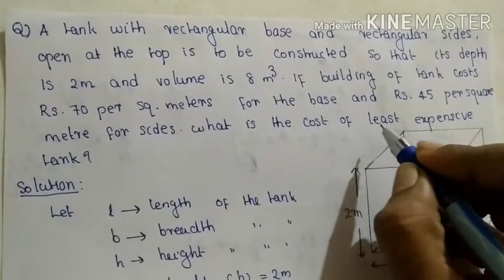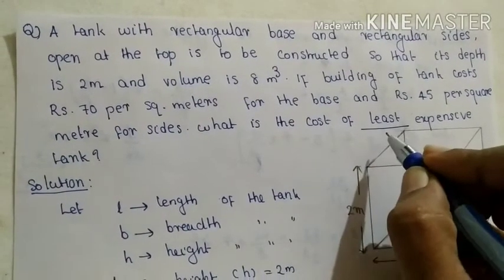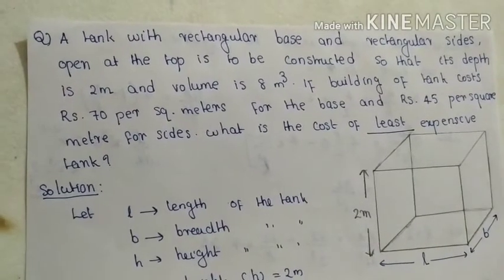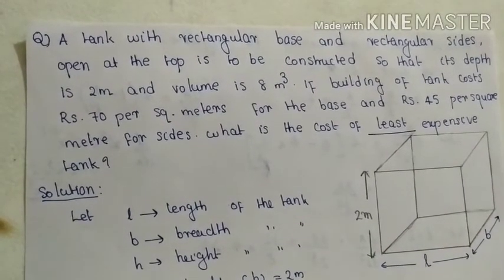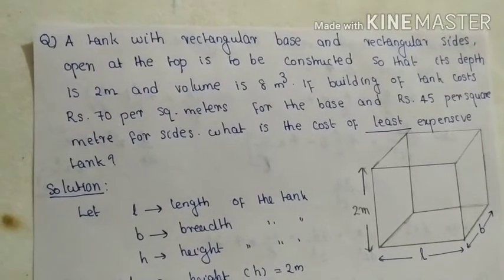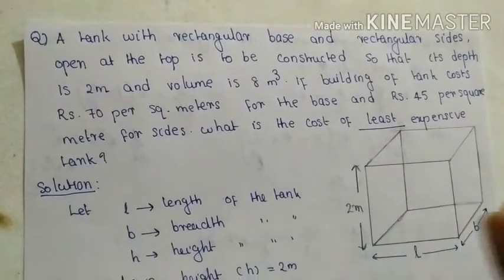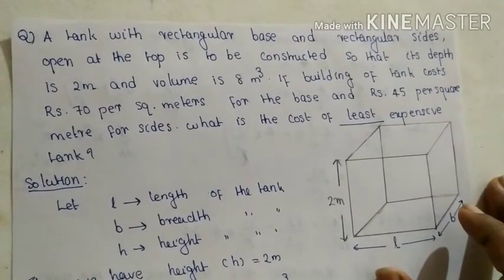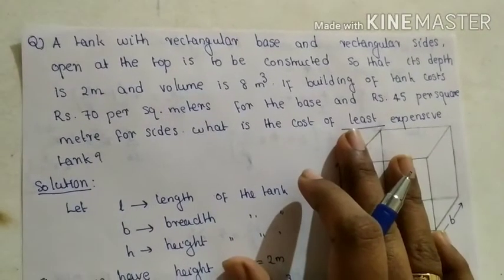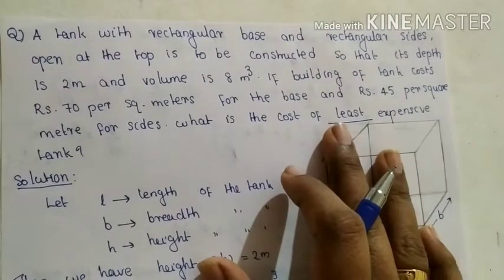So note the word least expensive. So we need to find out where the area is minimum. Okay, so it is given that area is minimum, so minimum area. So we need to check it for minimum value. Okay, so let's start the solution of this question.